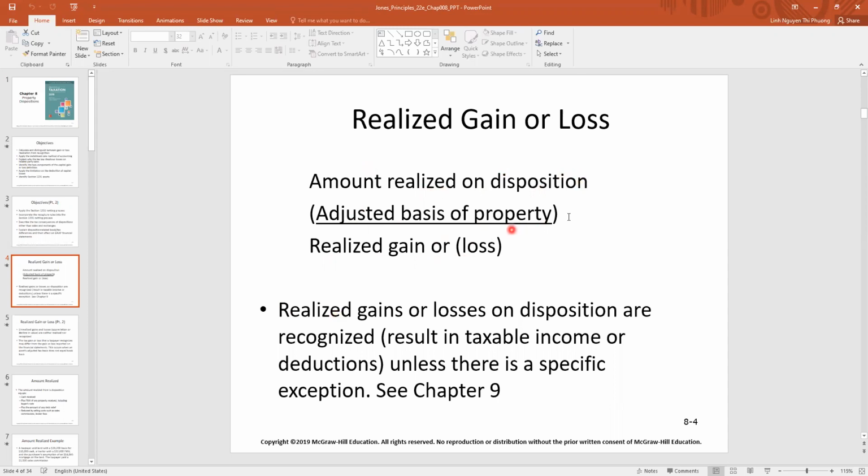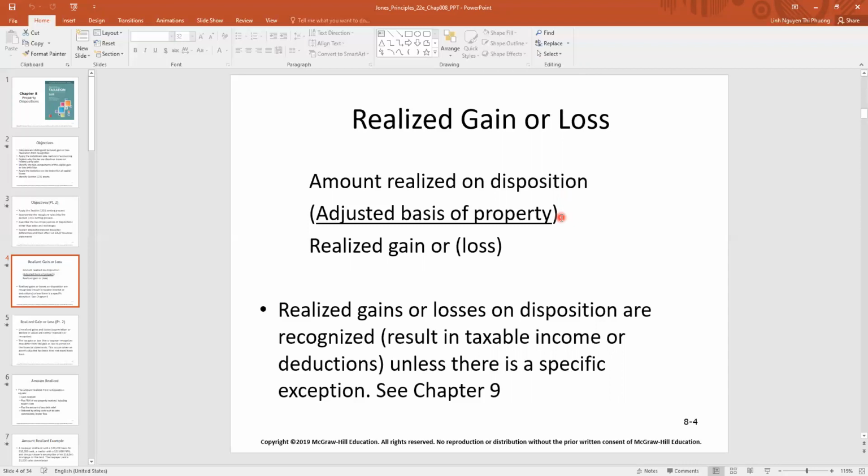Now, how do we find the adjusted basis of the property? To find the adjusted basis of the property, we take the initial basis minus accumulated depreciation, and then it will give us the adjusted basis of the property. Again, one more time, adjusted basis is equal to initial basis minus accumulated depreciation.